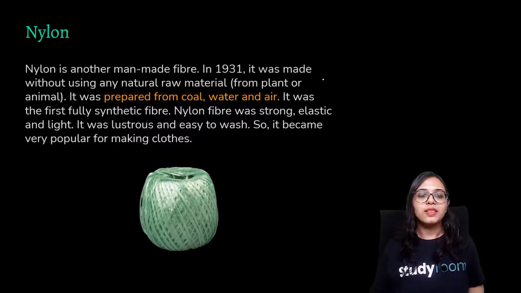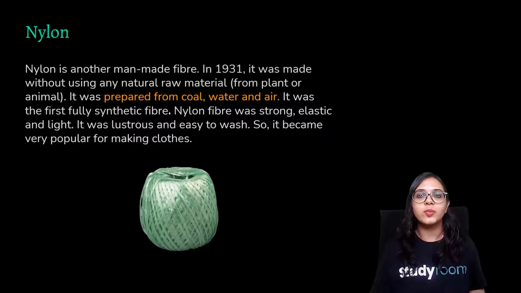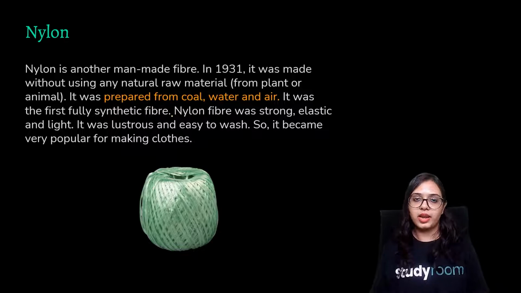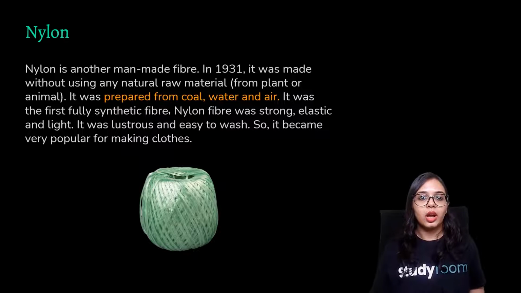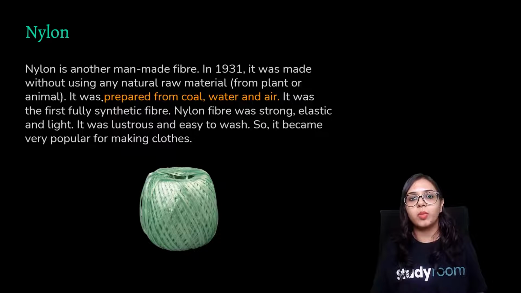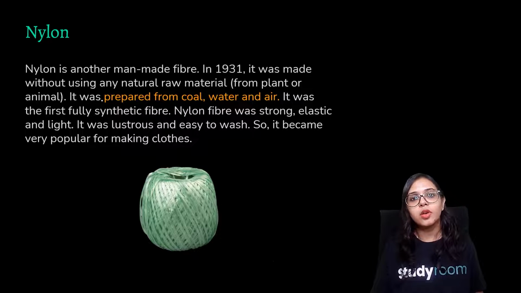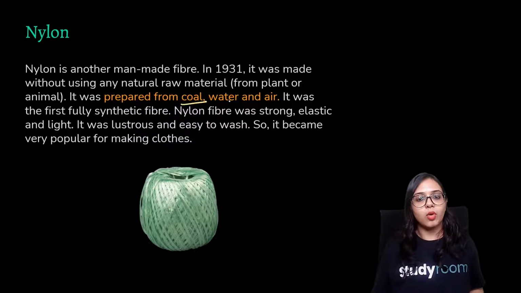Nylon. Nylon is another man-made fiber. In 1931, it was made without using any natural raw material. So nylon is made from coal, water, and air. All right. So it is produced without using any plant derivative or any animal derivative. We are preparing it from coal and water and air. Okay. So it was the first fully synthetic fiber.